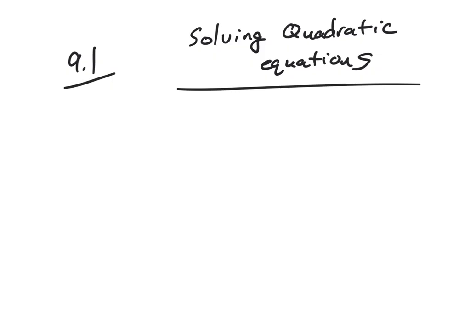When we look at a quadratic equation, we're going to have a lot of different ways that we can solve it. We're going to look at a couple of those methods today, and then we'll keep adding a few more methods as we go throughout the chapter. Like I said, we're only going to cover 3 sections here. 9.1 is the first one.